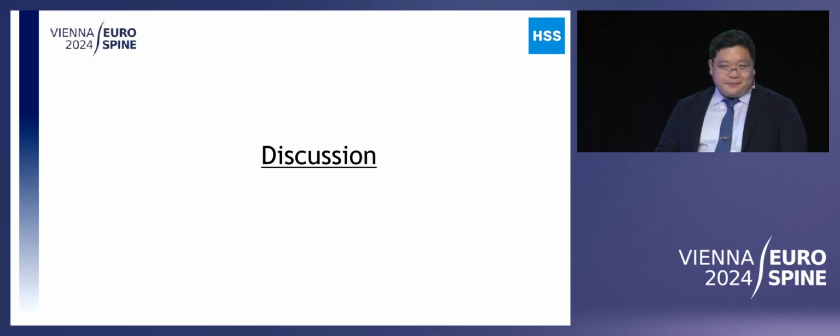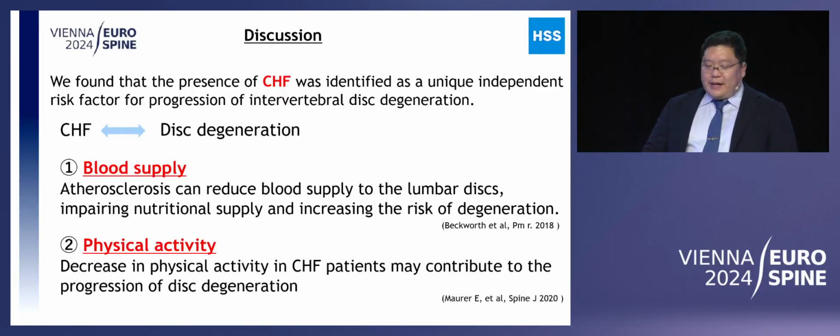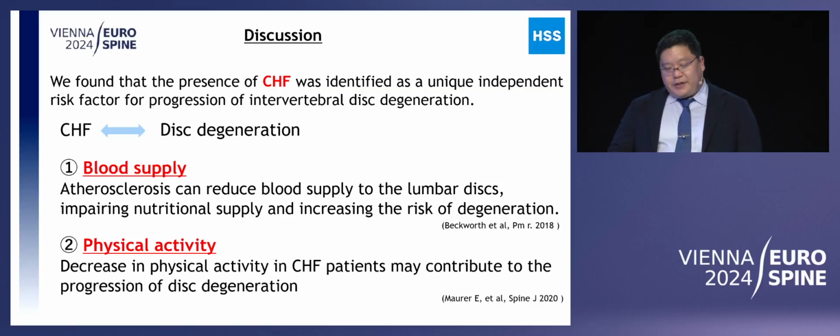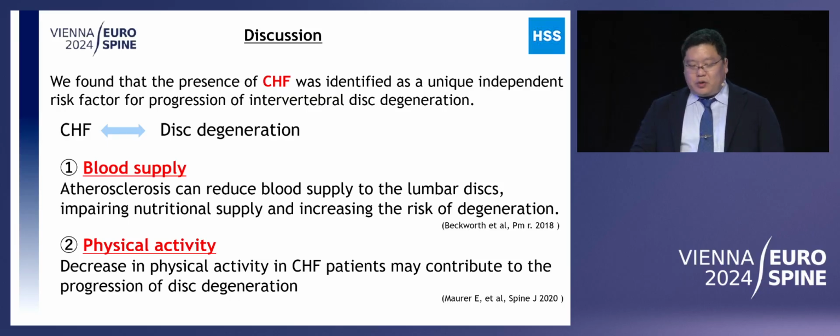And here's the discussion. We found that presence of CHF was identified as a unique independent risk factor for the progression of disc degeneration. There might be multiple reasons. The first is the blood supply.